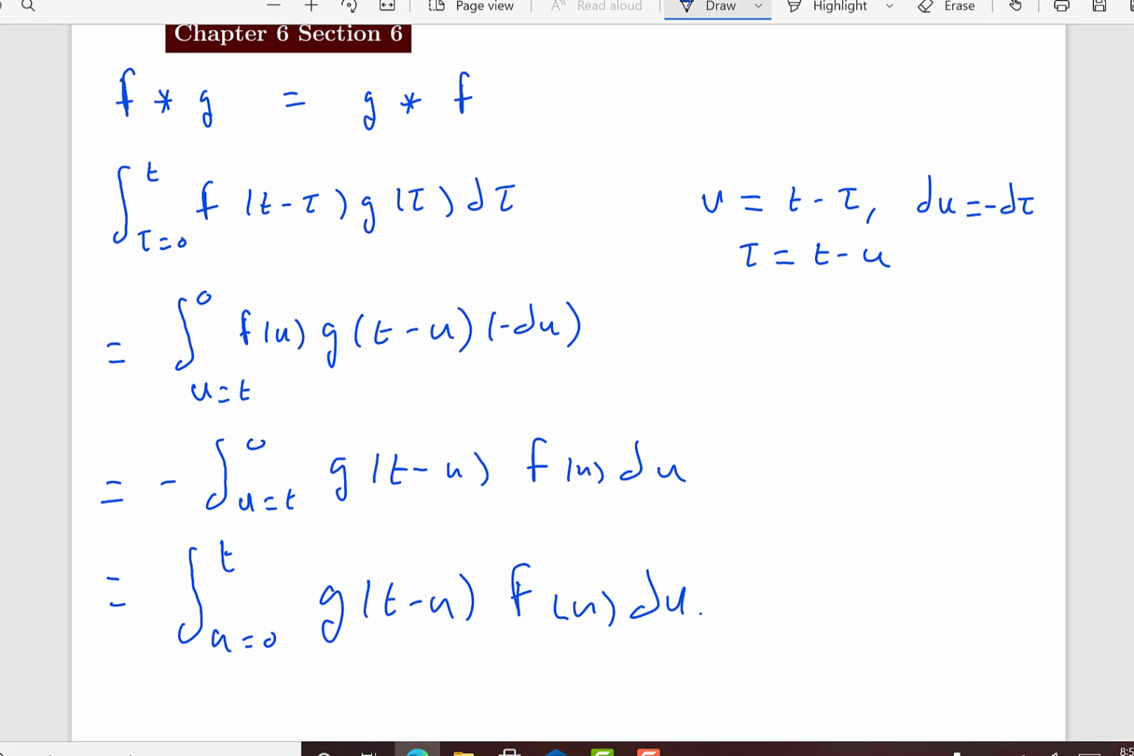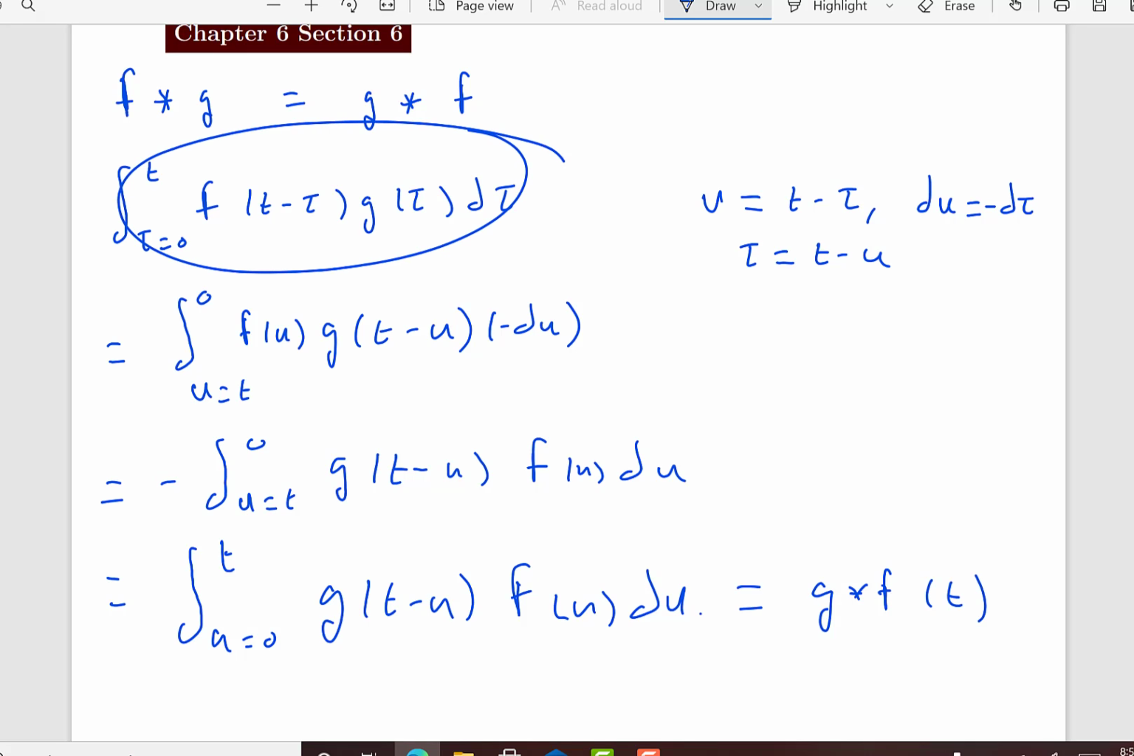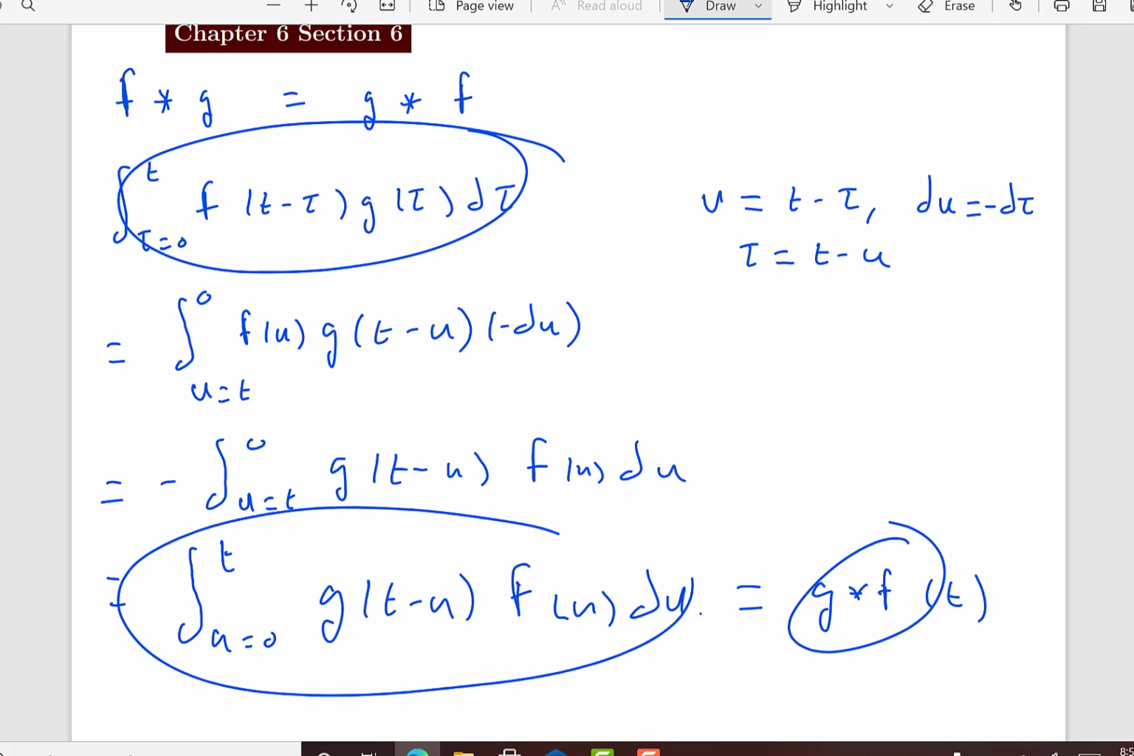Okay, but this last integral is just g convolved with f of t. So the top integral is f convolved with g, the bottom integral is g convolved with f. And so that proves that f convolved with g is equal to g convolved with f.